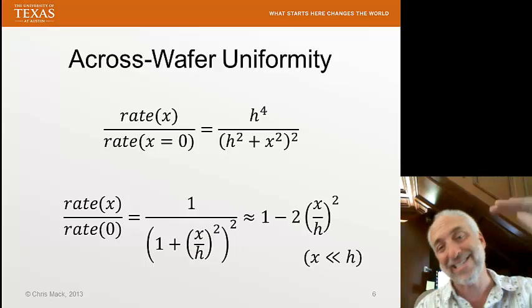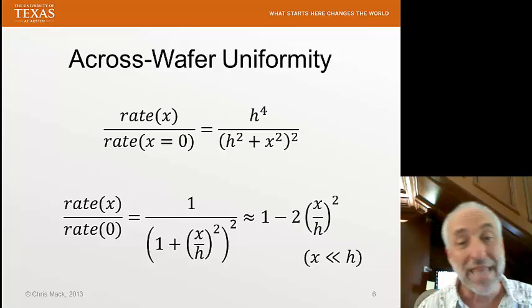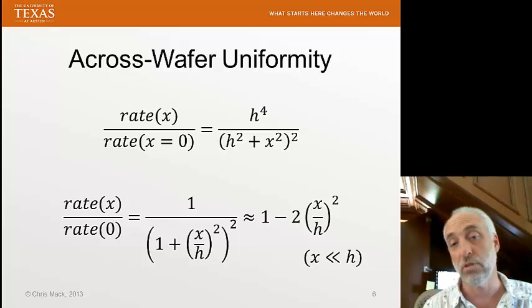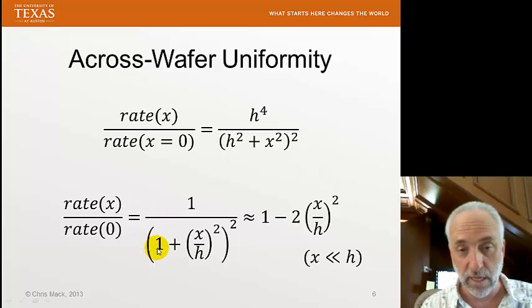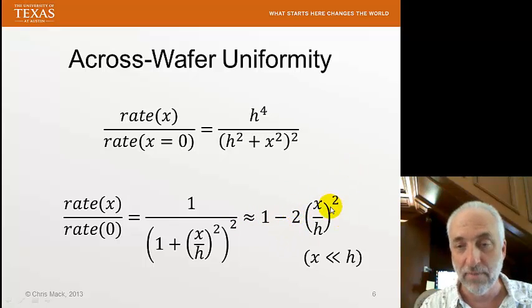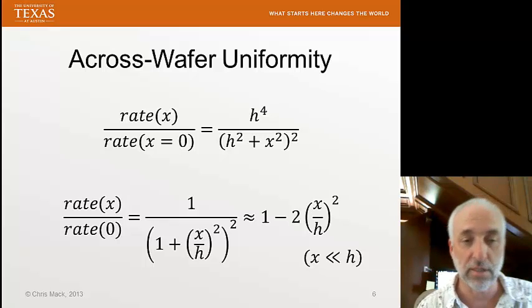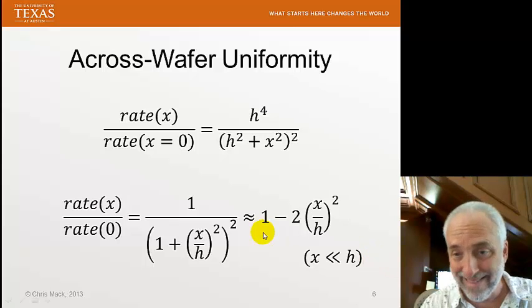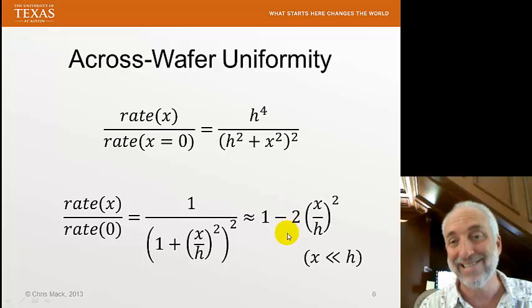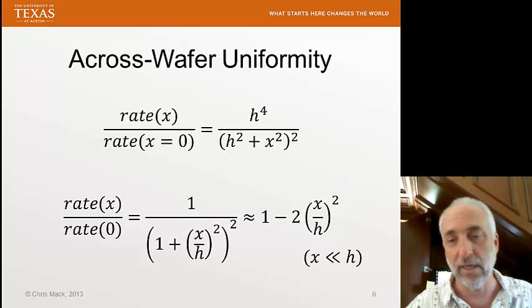Well, often, we're going to have distances, h, that are large compared to the maximum x value, that is the radius of the wafer. When that's the case, I can use a Taylor series approximation to this factor. So if I look over here and say this is 1 plus a small quantity to the minus 2 power, right, because I'm doing a 1 over this, so 1 plus a small quantity to the minus 2 power is about equal to 1 minus 2 times that quantity. So as long as x is much smaller than h, we can approximate the rate at the position x compared to the rate at the center of the wafer here. In other words, this 2 x over h quantity squared represents the non-uniformity, the relative thickness difference as we move radially away from the center of the wafer.